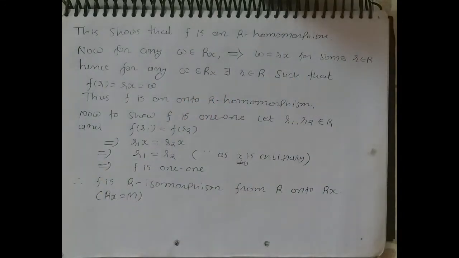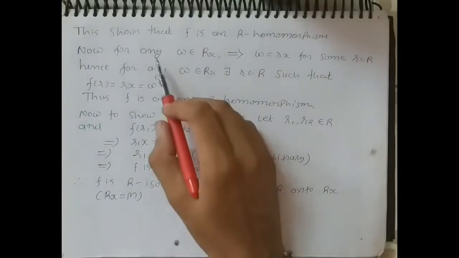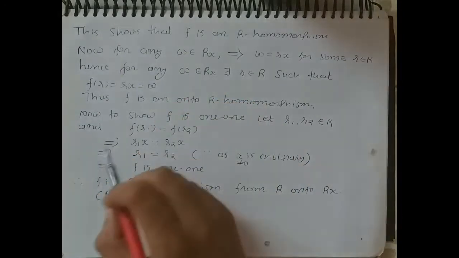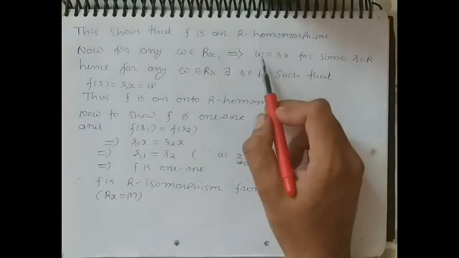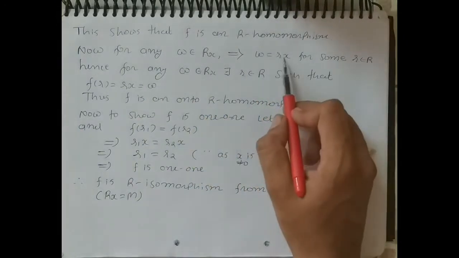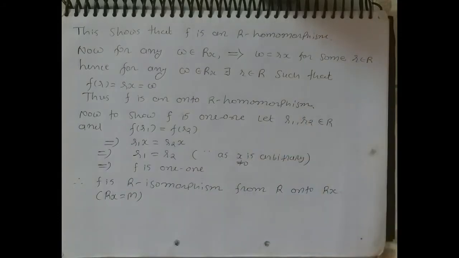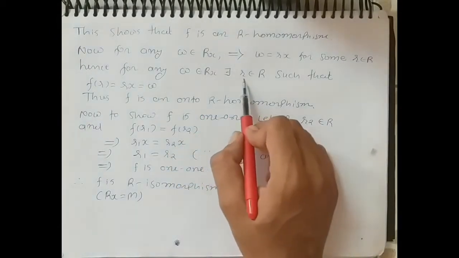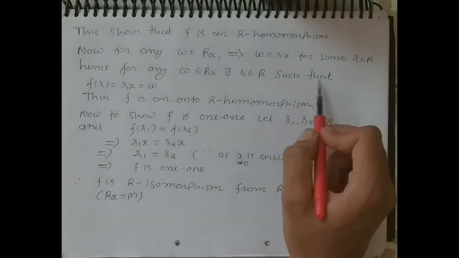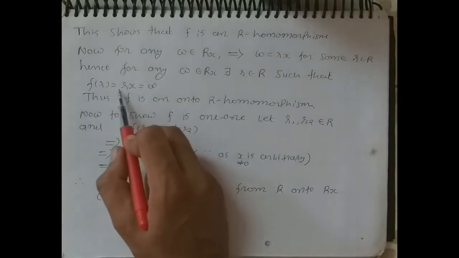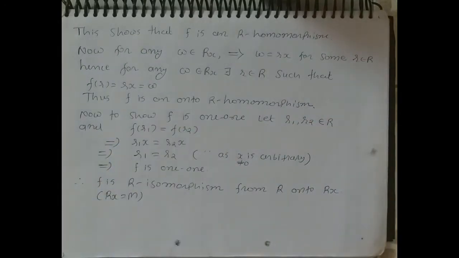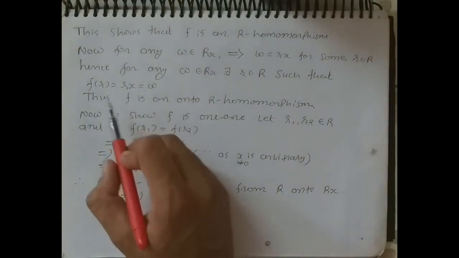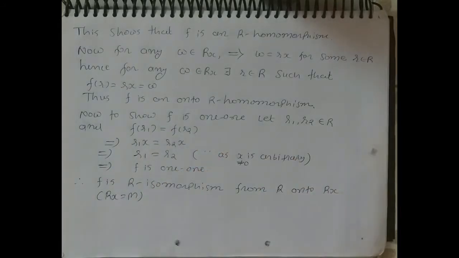Now we show that f is onto. So let us consider any element w belongs to Rx. Now w is from Rx, so w can be written as rx for some r belongs to ring R. Hence for any w belongs to Rx, there exists an element r from the ring R such that f of r is equal to rx, which is equal to w. A simple way to prove ontoness. Thus f is an onto R-homomorphism.